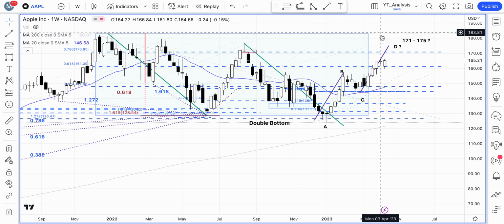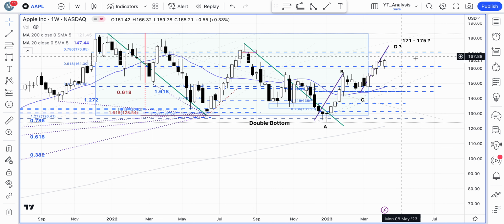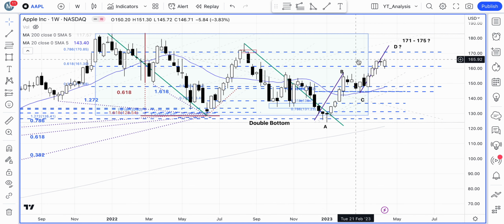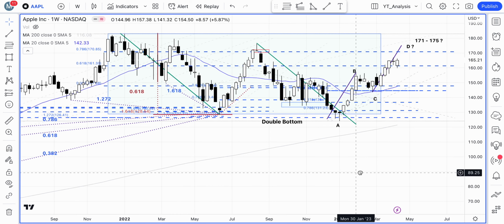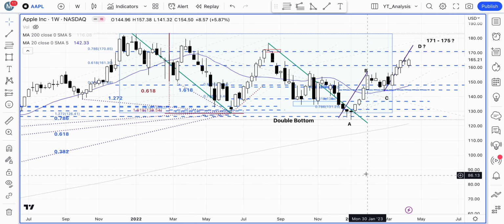On the weekly, we do have a possibility or a kind of a target of an ABCD formation and the 78.6% Fibonacci retracement coming around the 171 to $175 per share level. With the price closing around the $165 per share level, it's not too far away. There's a possibility that price can go and target about the 170 to $171 per share level. On a momentum basis, the stock is pretty strong.